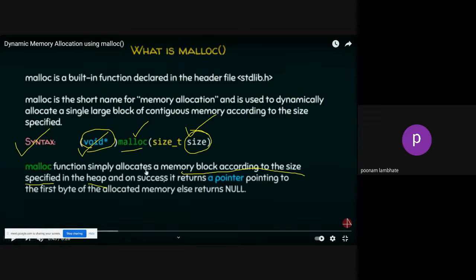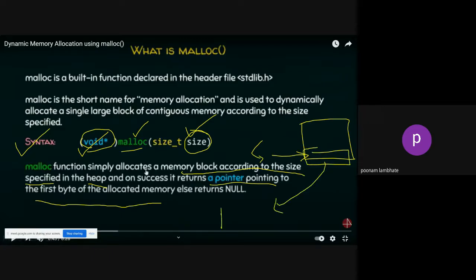On success, meaning if the memory has been allocated successfully, the malloc function returns a void pointer to the first byte of the allocated memory. That means if a block of memory is allocated, it returns the starting address of that memory block, and the address of that starting position can be stored in a pointer variable, as we have seen in the previous video.